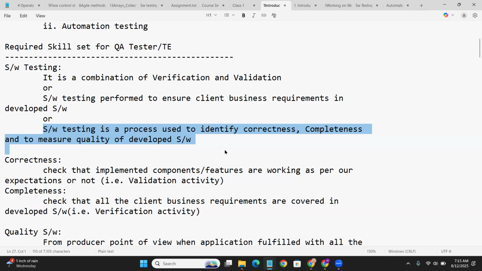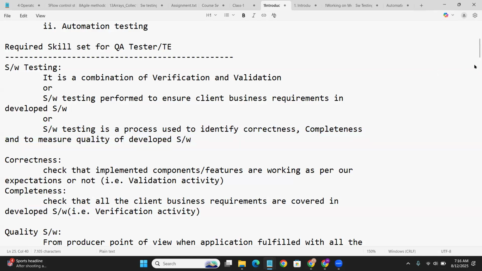Completeness means checking whether all the client business requirements are covered in the developed software. That is verification activity. Validation means the implemented features are working or not. Verification means everything is covered or not. In simple terms, remember, verification is completeness and validation is correctness.